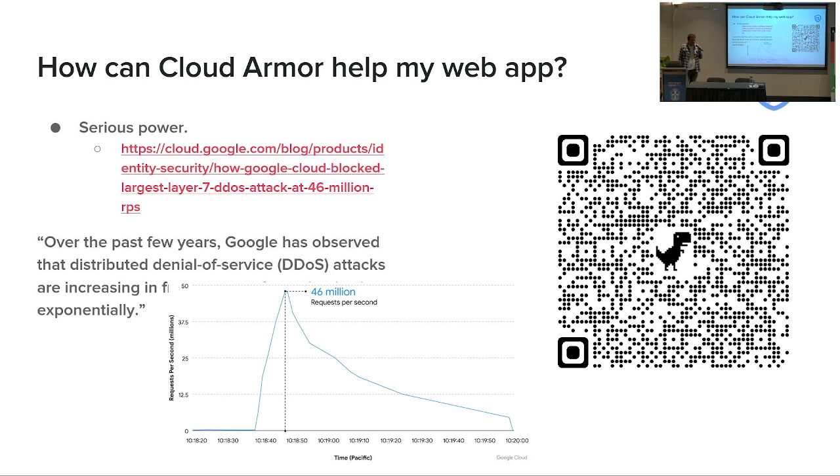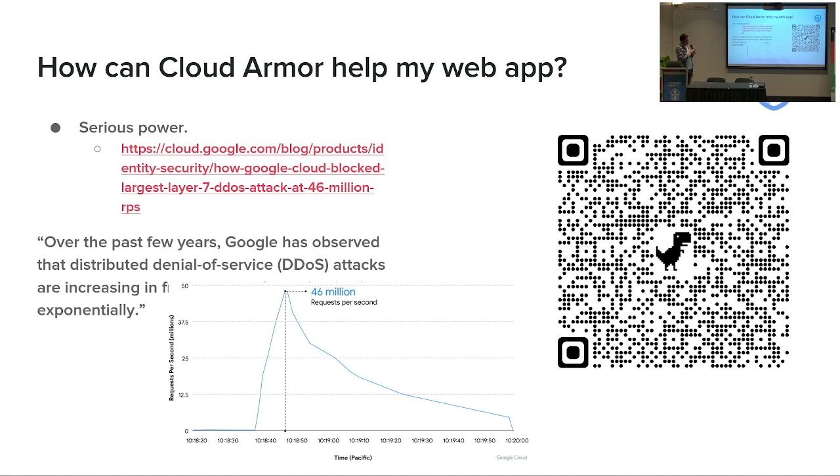46 million requests per second at peak: that's how hard one of Google Cloud's customers' applications got hammered by a DDoS attack. Distributed denial of service attacks, as you see in the quote there, over the past few years, Google has observed are increasing exponentially. So every year there's just more and more of them. And with the amount of computing power available, whether hacked machines or cloud providers, the ability to spin up compute on demand has meant that the severity of those attacks is getting worse.